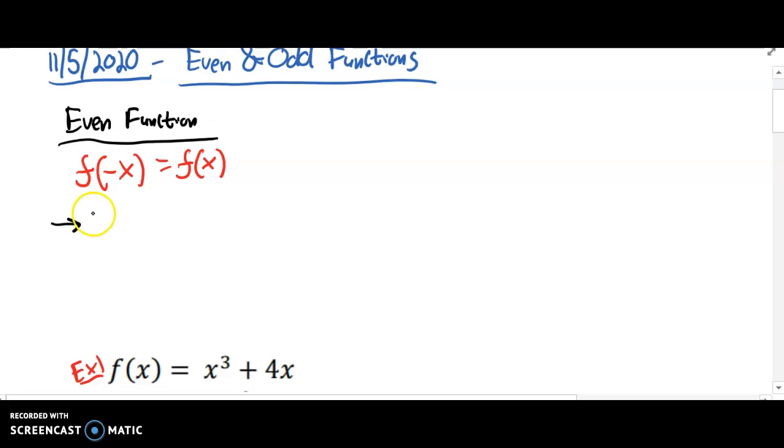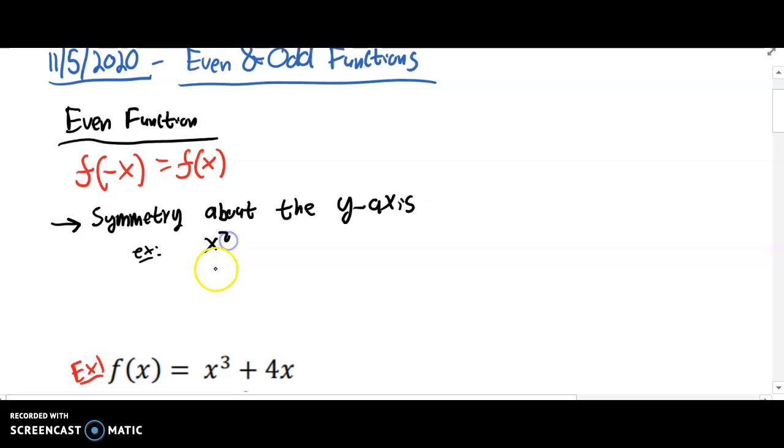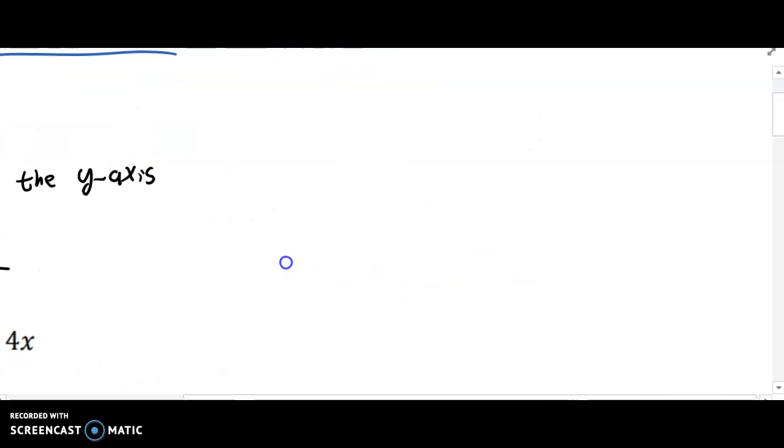What an even function really means is that it has symmetry about the y-axis. For example, x squared is an even function because you can flip it over the y-axis. You can fold it about the y-axis.